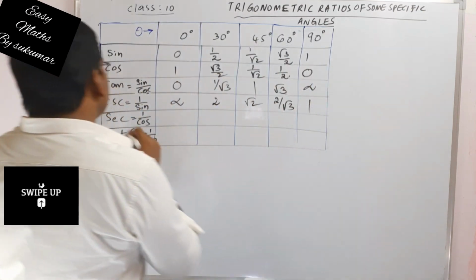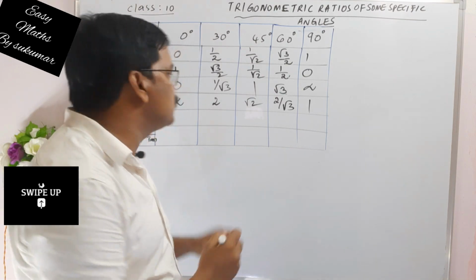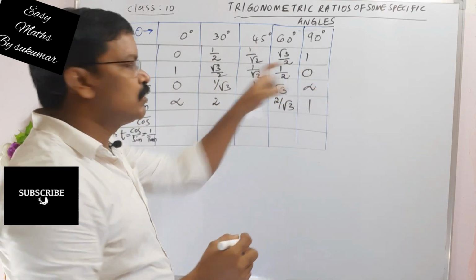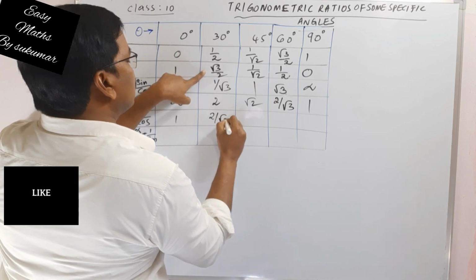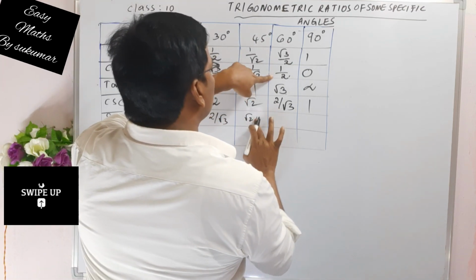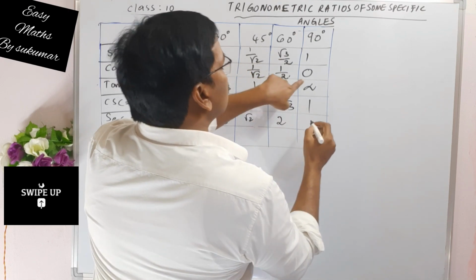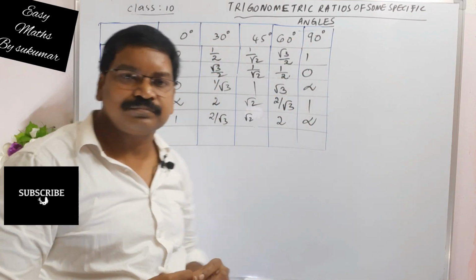Okay, my dear students. Now, here secant means just make it reverse of cos. What are the cos values? 1, root 3 by 2, 1 by root 2, 1 by 2, 0. Just make it reverse. 1 by 1 is 1. This is 2 by root 3. And this is root 2 by 1, root 2 by 1 is root 2 only, my dear students. And 2 by 1 is 2. Here 0 is there, 1 by 0 is undefined.